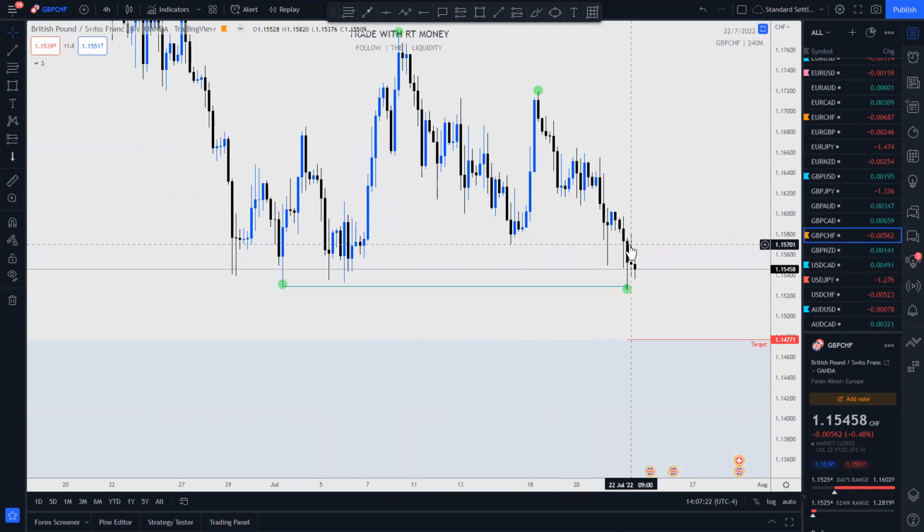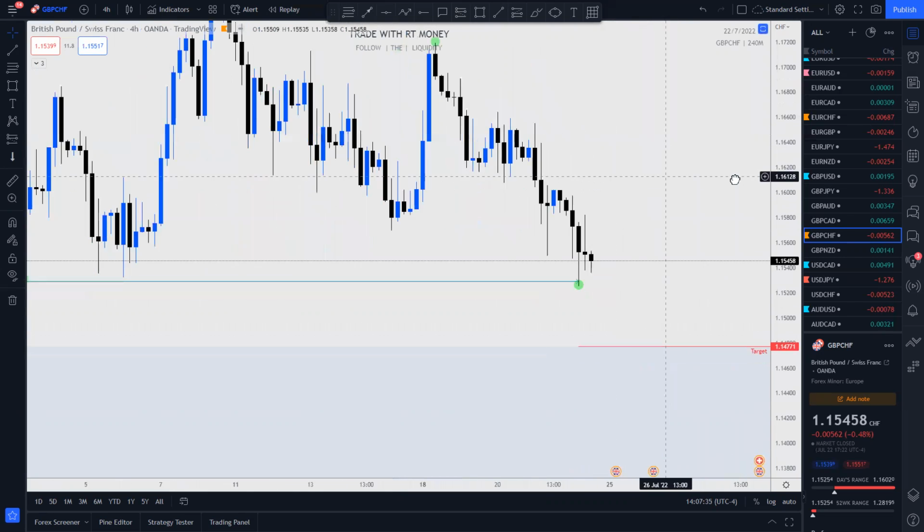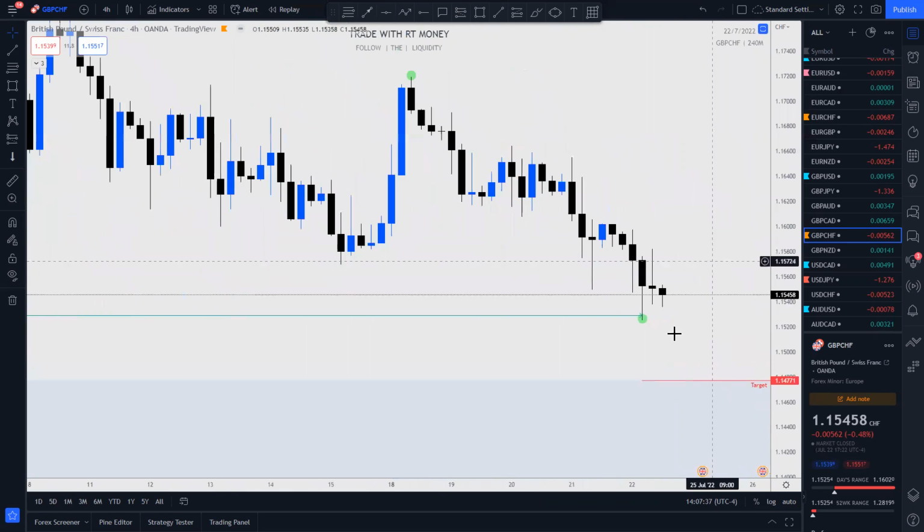Once you break here, we're wicking down. We're not wicking up, but moving up from here. Price has an intent. It looks like we're going to hit this target at some point, likely, I would think, next week.